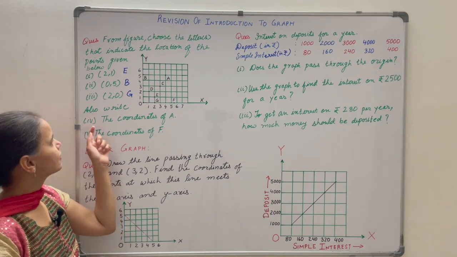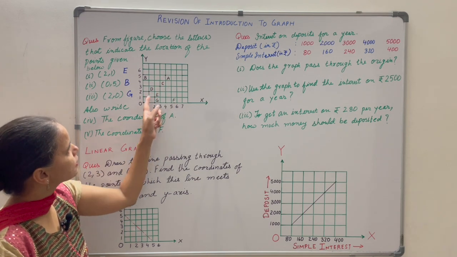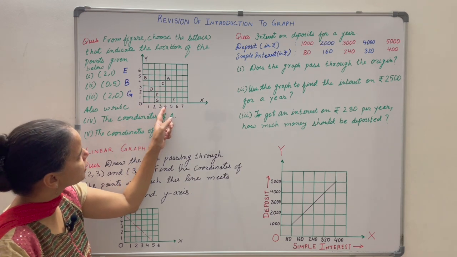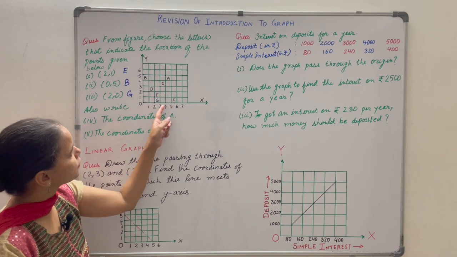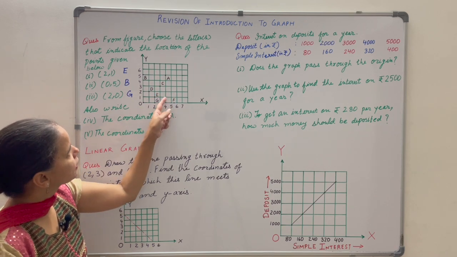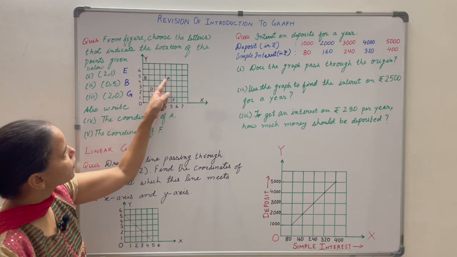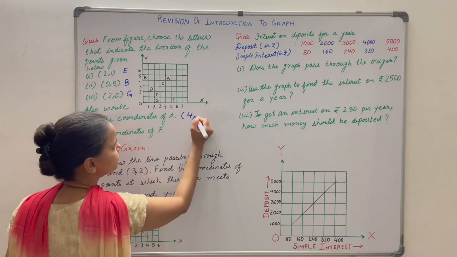Also write the coordinates of A. A is here. So you can see you are standing here. You have to move 4 units here and then 5 units upward. Then you reach point A. So first you have to write down the x coordinate, then the y coordinate. So the x coordinate is 4 and y coordinate is 5. So this is 4 comma 5.